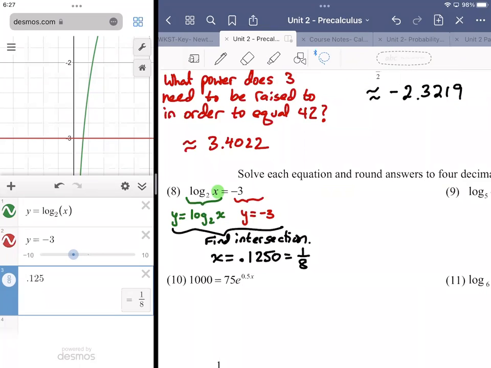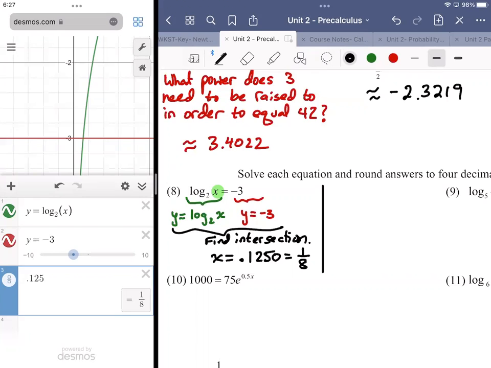Professor, could I say 2 to the -3rd, or you want the 1/8? If the directions don't say simplest fraction form, you could write it any way you want. Okay. Let me clarify that. If the question doesn't say to write your answer in a specific form, you could write it any way you want. So this one said decimal. So thank you. No problem.